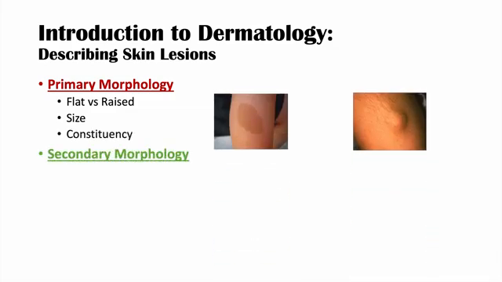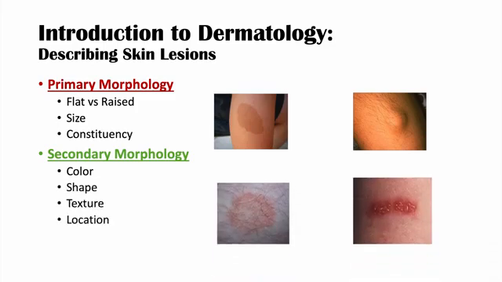So I'm just going to briefly talk about the outline of this lesson. We talk about primary morphology in this lesson, including flat versus raised, the size of skin lesions, and the constituency of skin lesions. And we look at secondary morphology, which is the color, the shape, the texture, and the location of skin lesions. So that is primary and secondary morphology. Now that we know that, what do we do when we actually see a skin lesion? We start off with primary morphology.